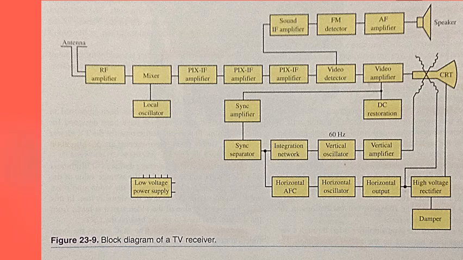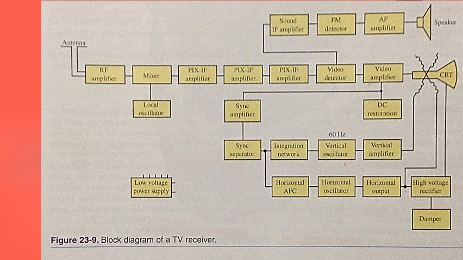DC restoration. The average darkness or brightness of a TV picture is transmitted as the average value of the DC component of the video signal. If the video amplifiers are RC coupled, the DC value of the signal is lost. In this case, the average value of the video signal is taken from the detector and used to set the bias on the CRT.